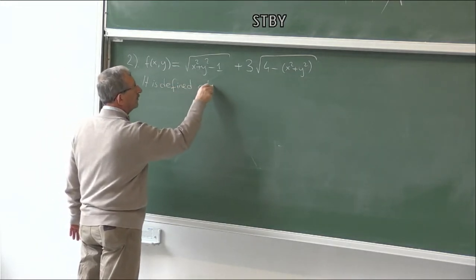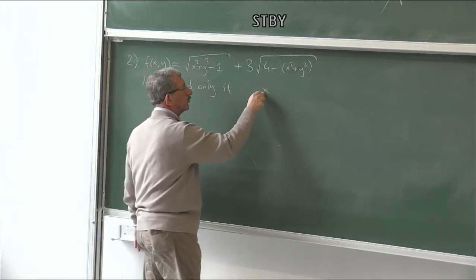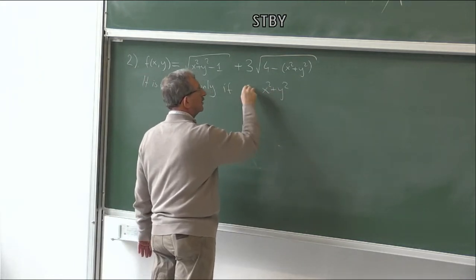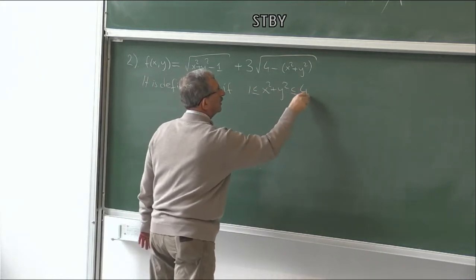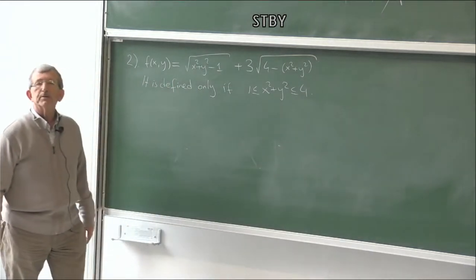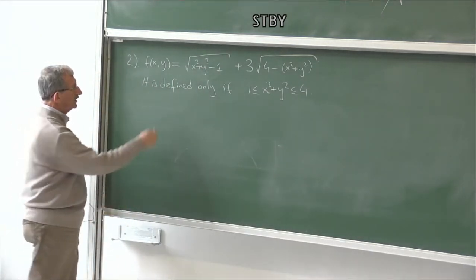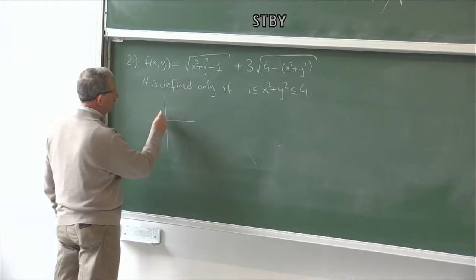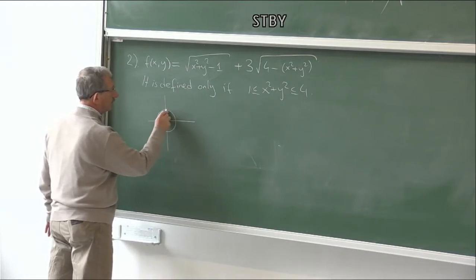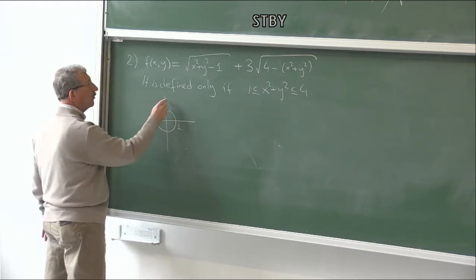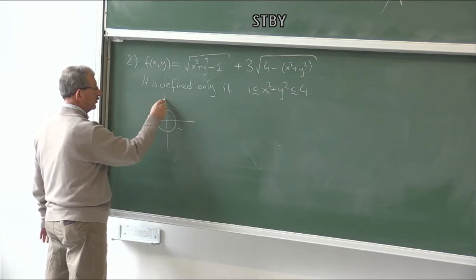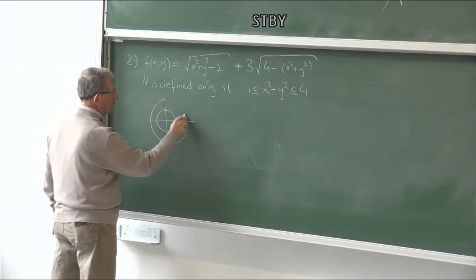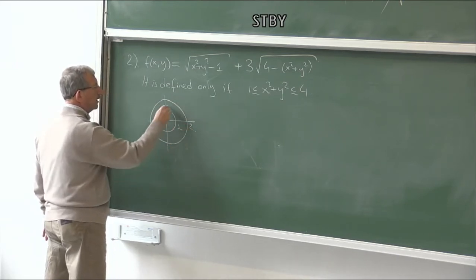So, okay, it is defined only if x squared plus y squared is between 1 and 4. Both of them must be defined. Well, this is then, okay, the following. We have a circle of radius 1. We have a circle of radius 2. Okay, and this is the domain.